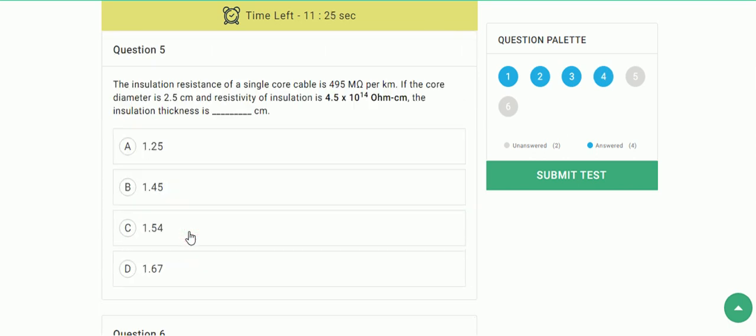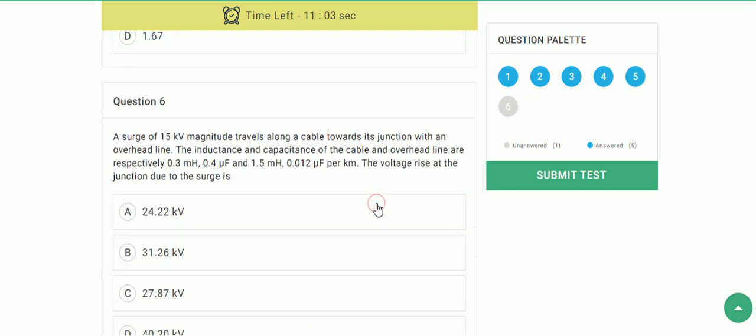Next question. The insulation resistance of a single core cable is 495 megaohms per kilometer. If the core diameter is 2.5 centimeter and the resistivity of the insulation is 4.5 into 10 to the 14 ohm centimeter, the insulation thickness is so.